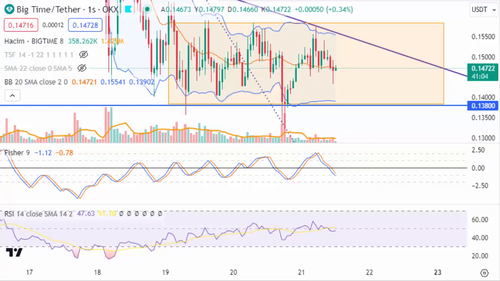The Fisher indicator is indicating a downward breakout, giving us a bearish signal. With this signal, we can anticipate a drop in price movements without any upward breakout. The RSI value is fluctuating around the 50 level. If this level is broken to the upside, we can anticipate a strong uptrend. However, if it drops towards the 30 level again, we might see further declines in price movements.